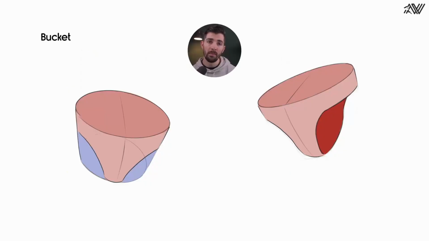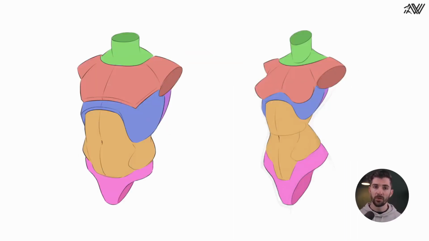Lastly, the pelvis can be simplified into a bucket or can be further distilled into a solidified form that resembles, let's say, underwear. Together, these forms will form a better representation of the anterior torso than just two boxes.